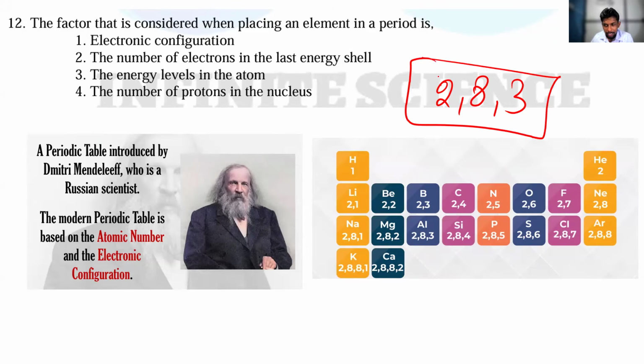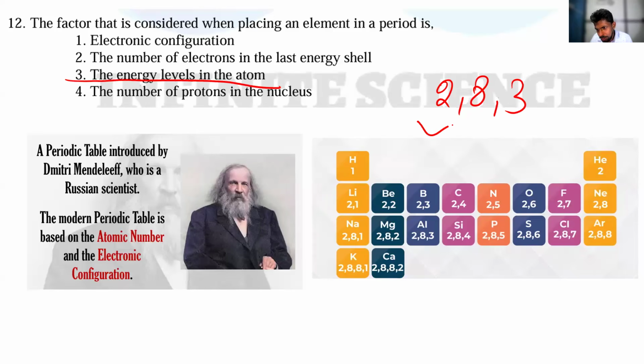3. How did you say 3? Number of energy levels. 1, 2, 3. 3 numbers are there, so 3 energy levels are there. Based on the energy level. If I ask you, sir, what is the period? The answer will be third period. How did you say 3? Because we have 3 numbers.